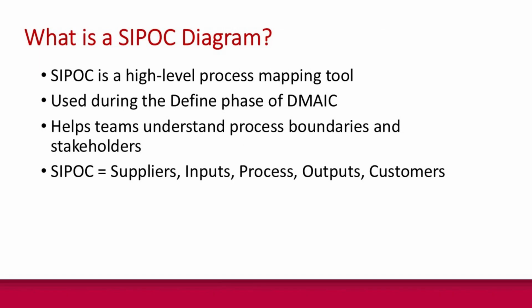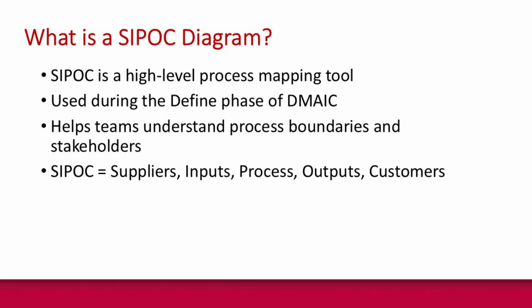A SIPC diagram is one of the first tools we use in the define phase of DMAIC. SIPC is a high-level process mapping tool. It helps us step back and look at the process from a broad perspective before we get buried in the details. The letters in SIPC stand for suppliers, inputs, process, outputs, and customers.